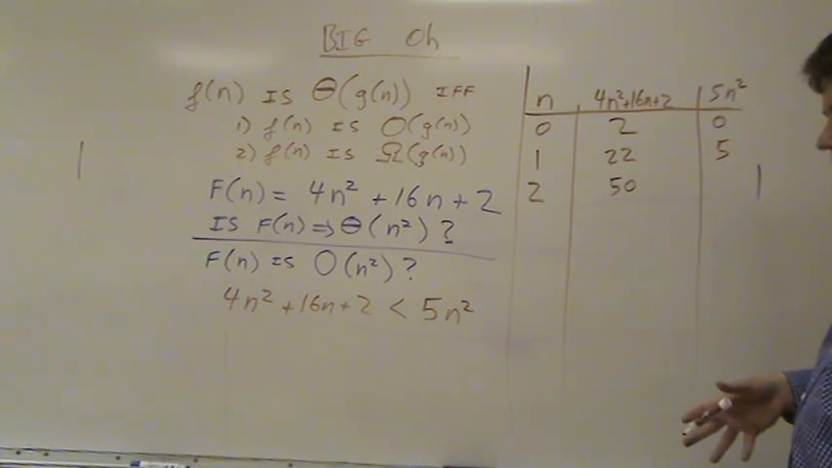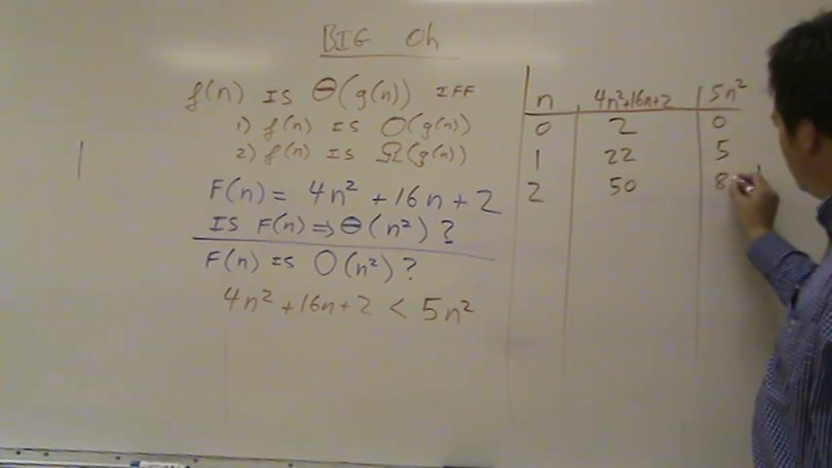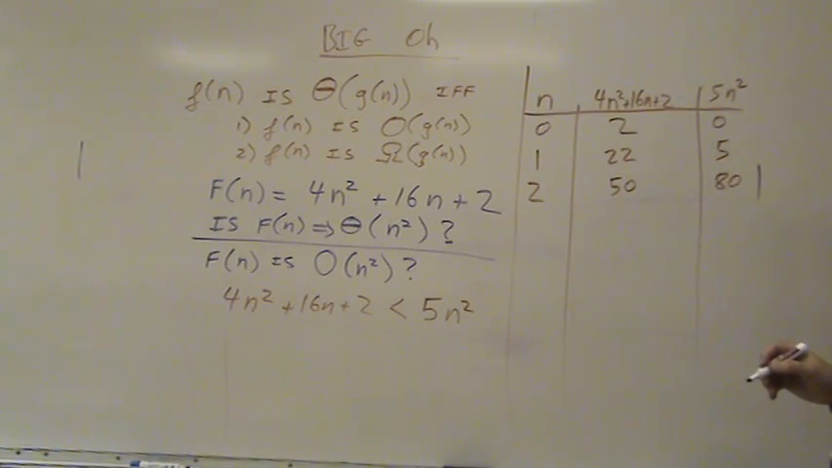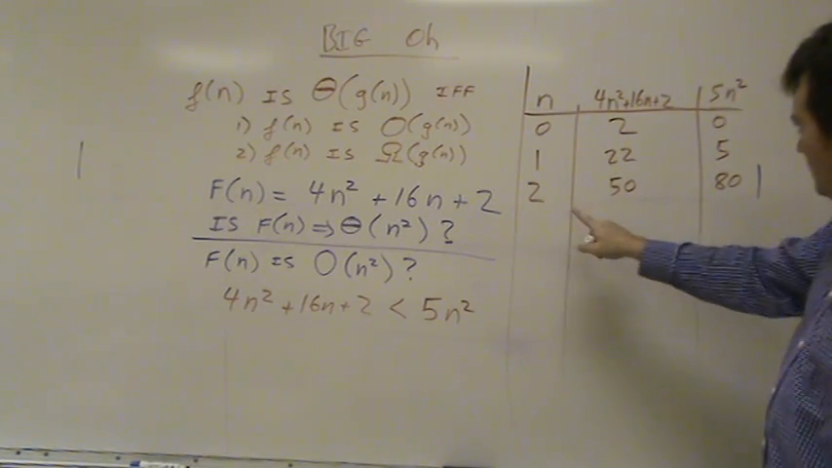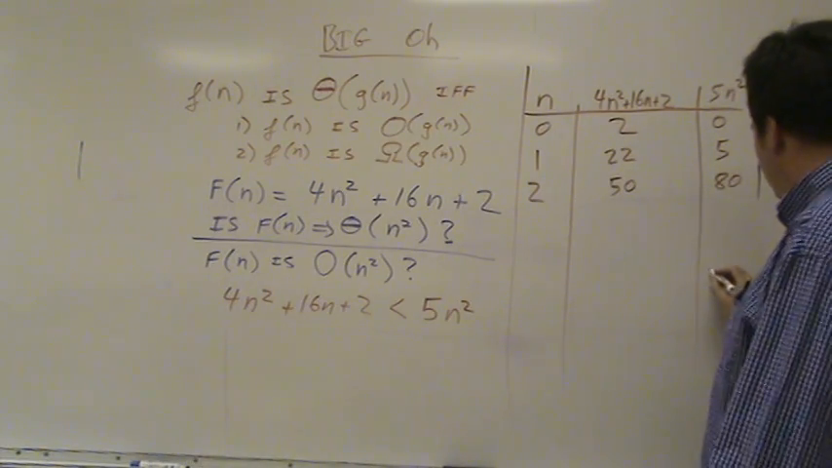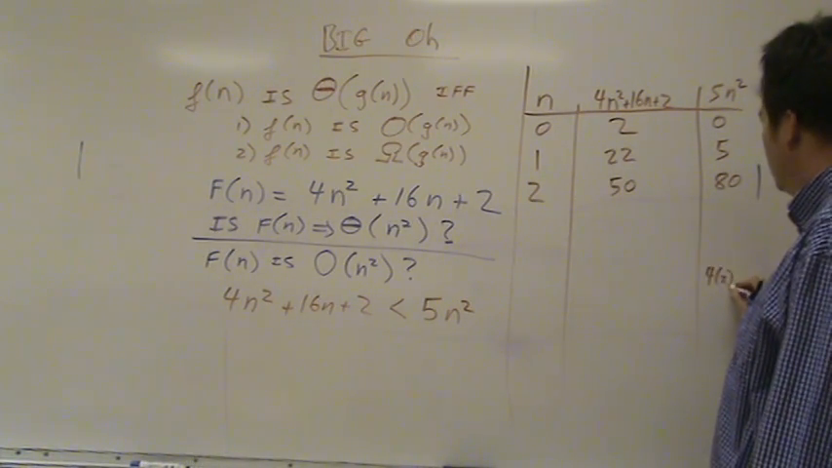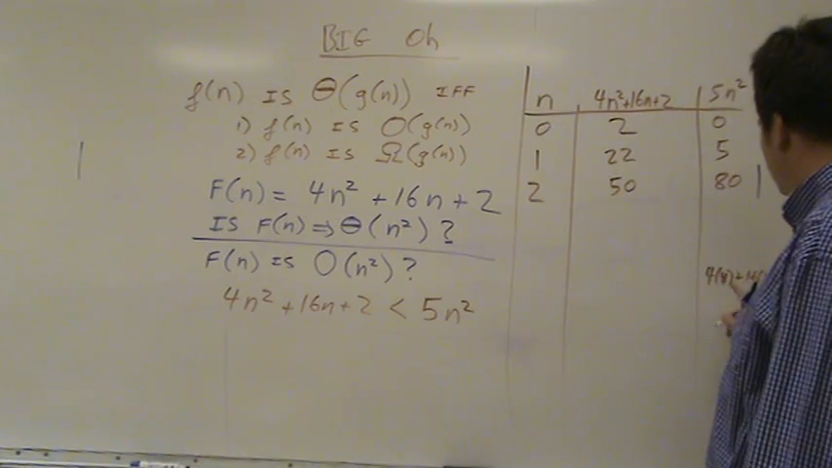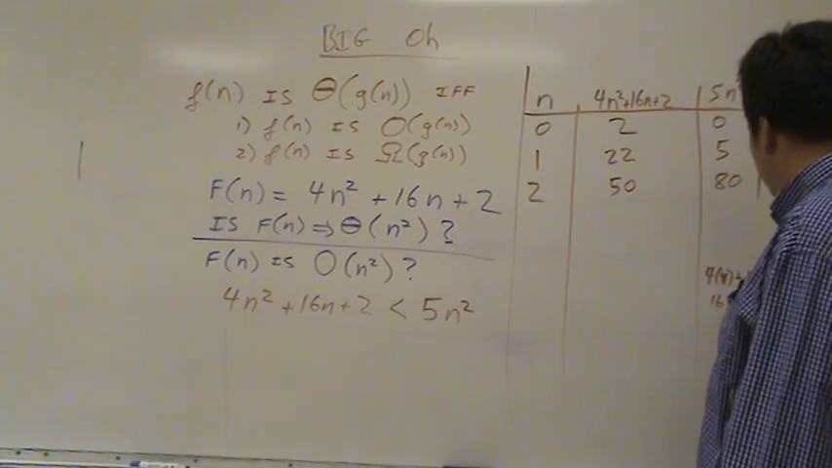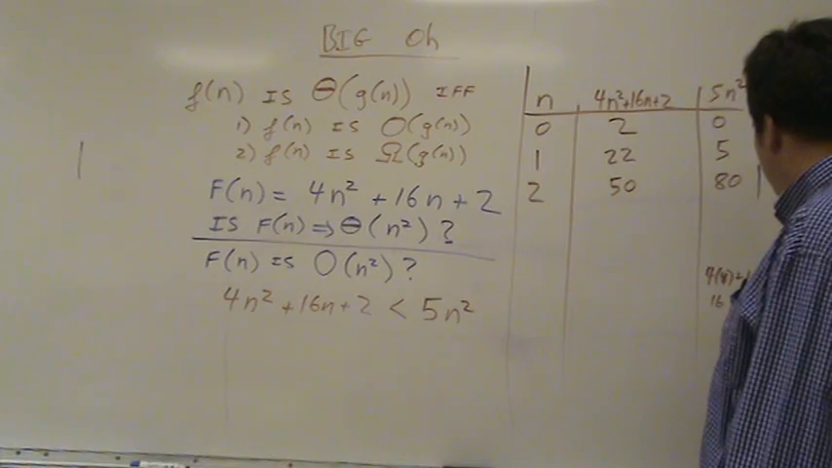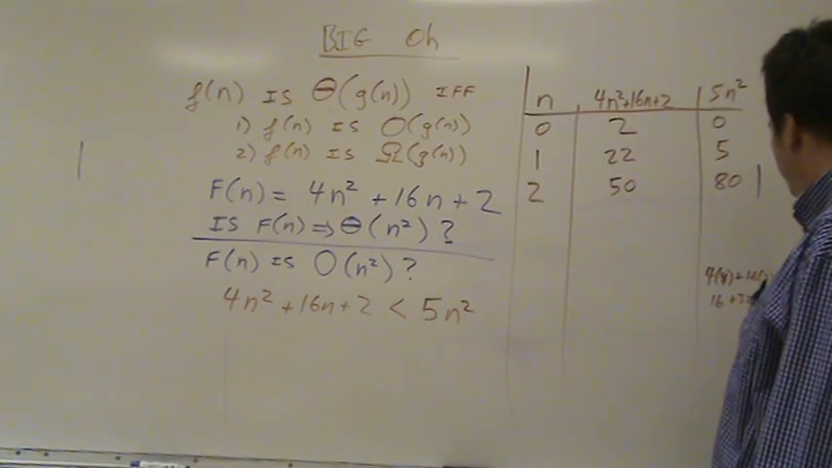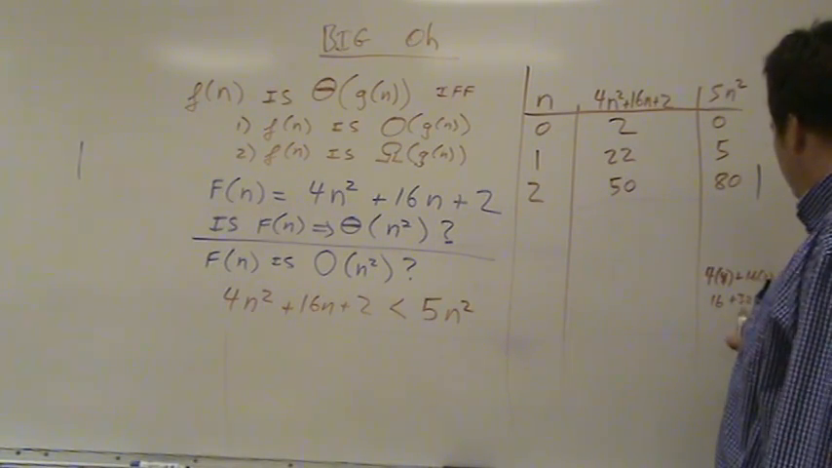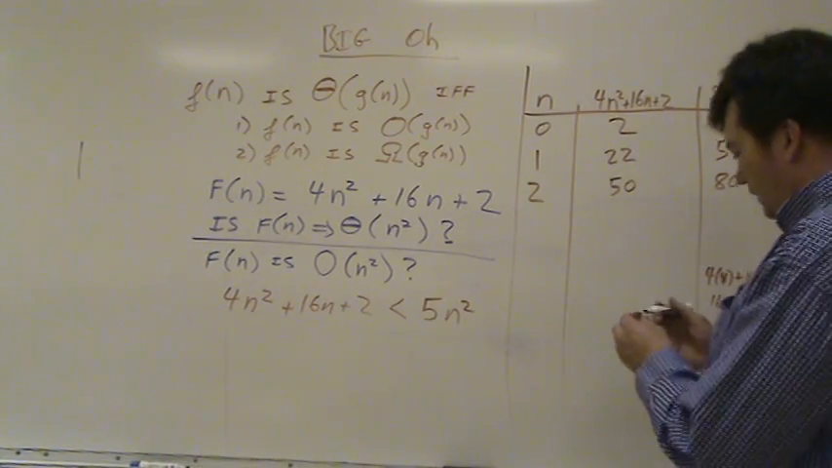16 times 5 is 80. Is this right? When n is 2, we have 4 times 2 plus 4 times 4 plus 16 times 2 plus 2. 16 plus 32 plus 2 equals 48, 50. Yeah, okay.